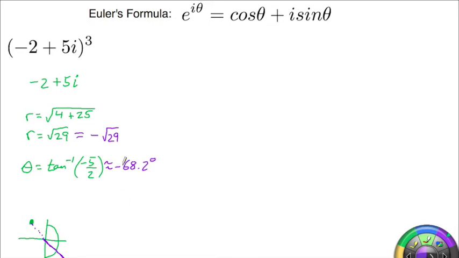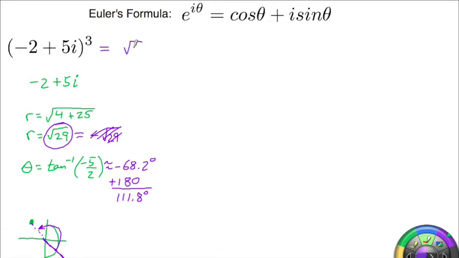Now I'm regretting my decision. I don't like working with negative angles either. So let's go backwards with my decision. To change this, I'll add 180 degrees. That'll flip it around to here. I should have done it the other way on the other one. That's 111.8. So I'll use my angle as 111.8 degrees. And I'll leave my radius alone at square root of 29.